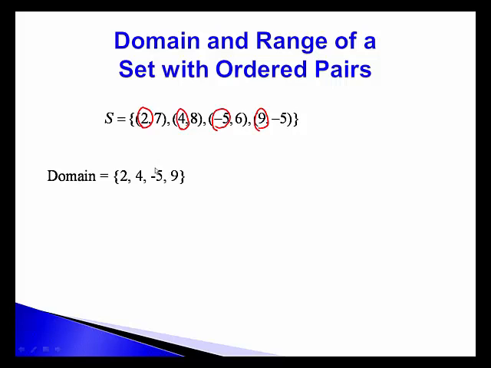Now we need to talk about the range. If I want to pick out the range elements, I look for the y values. I see a 7, an 8, a 6, and a -5. So those items would go into my range. I think you should be familiar with this already. There seems to be nothing new here.